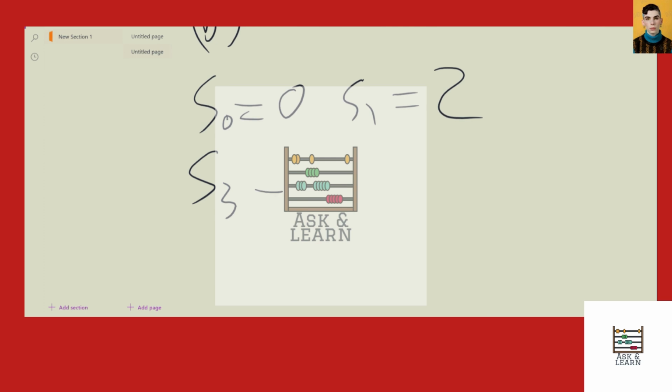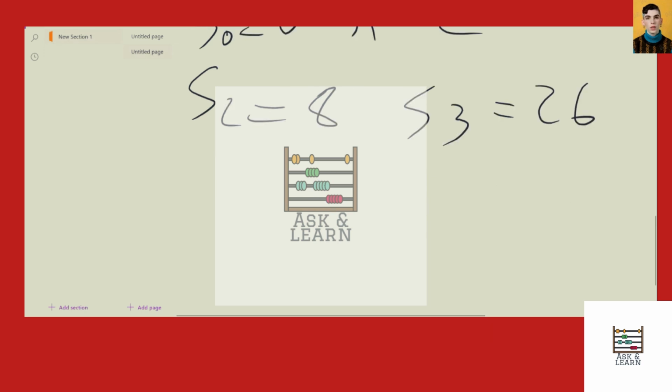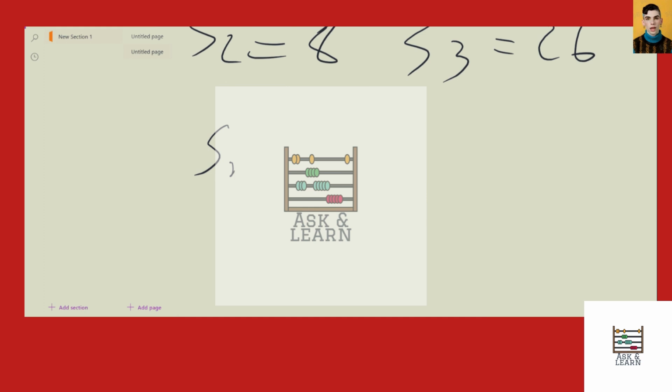And then for 2 disks there will be 8 moves. And for 3 disks that will be 26 moves. And notice there's a pattern here. So S sub D is equal to 3 raised to the number of disks minus 1. And in the regular game, it was 2 raised to the D minus 1.